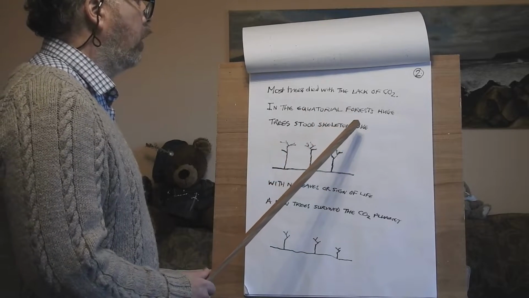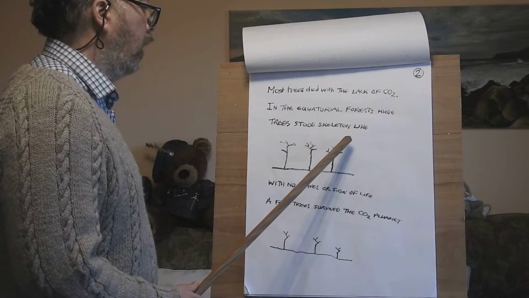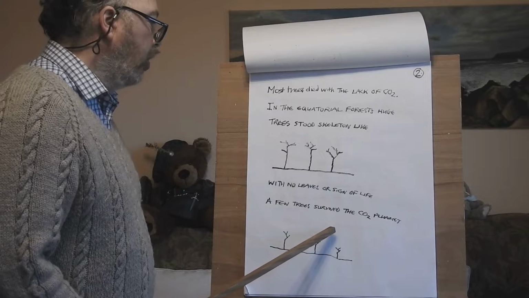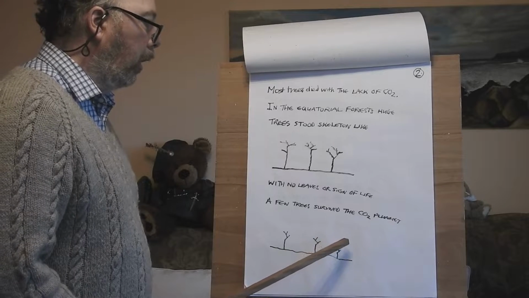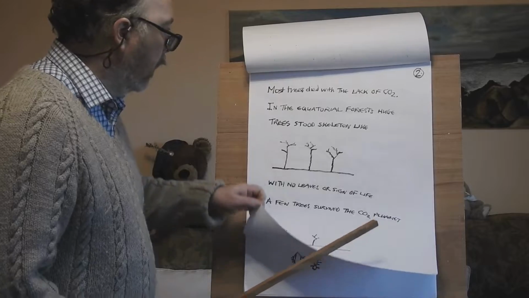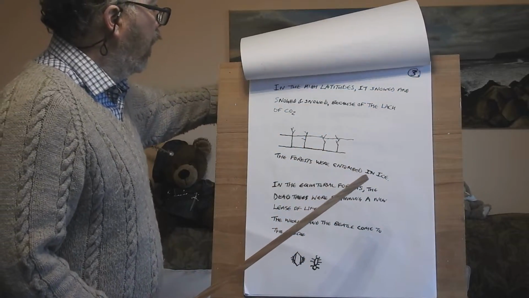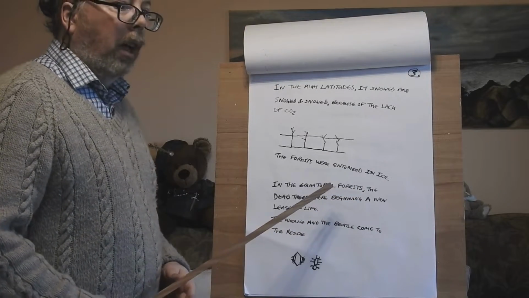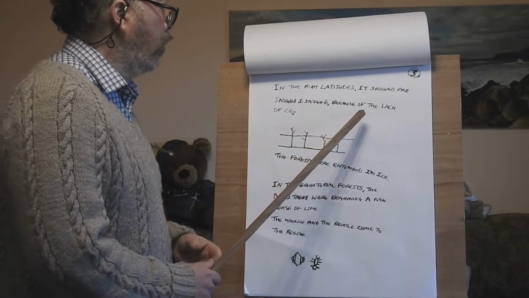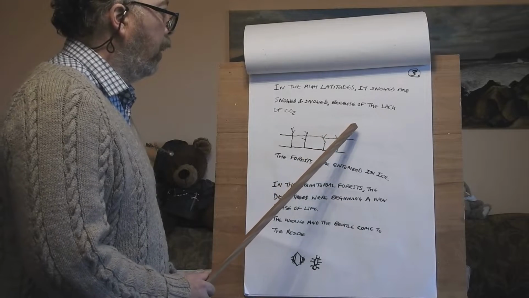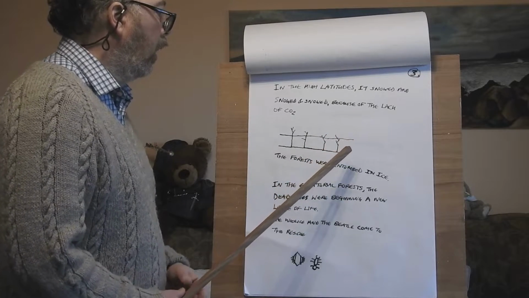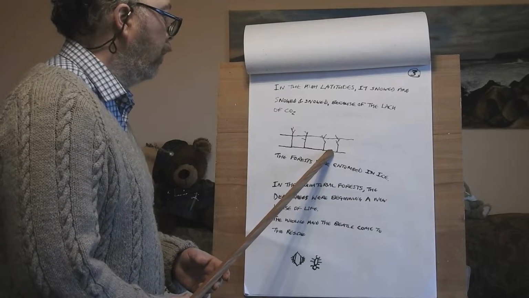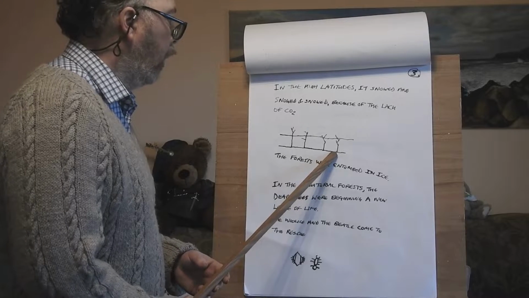In the equatorial forests, huge trees stood skeleton-like, with no leaves or sign of life. A few trees survived the CO2 plummet. In the high latitudes, it snowed and snowed and snowed because of the lack of CO2. The forests were entombed in ice. Here's the ice here entombing the forest.